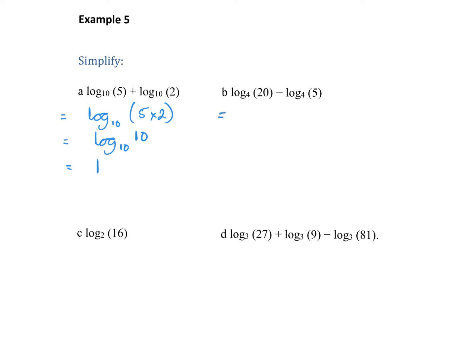Okay, we see subtraction of two logs here, and they are the same base, always check that. So it's 20 divided by 5, and of course same things happening here. Log base 4 of 4, we have the same base, so 4 and 4, which ends up being 1.